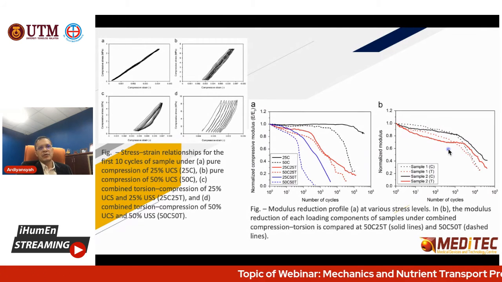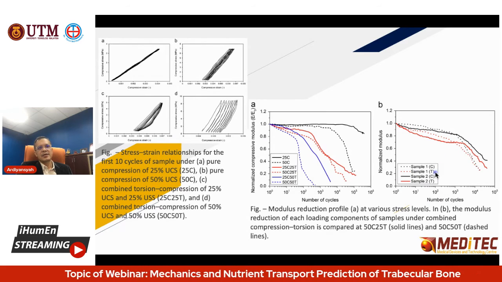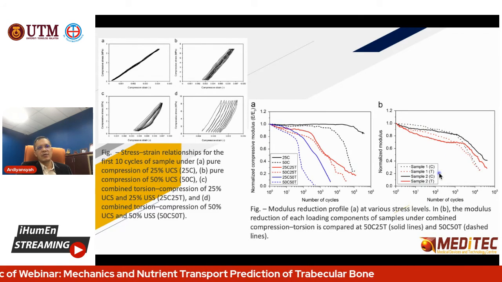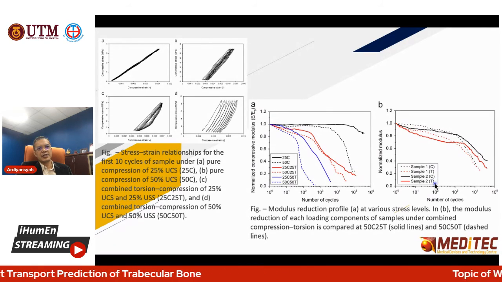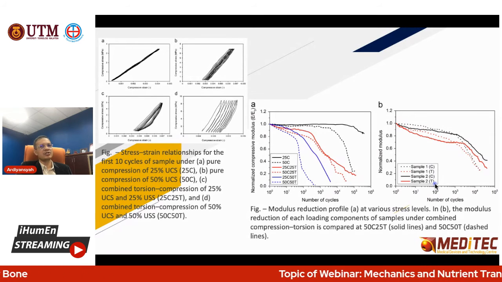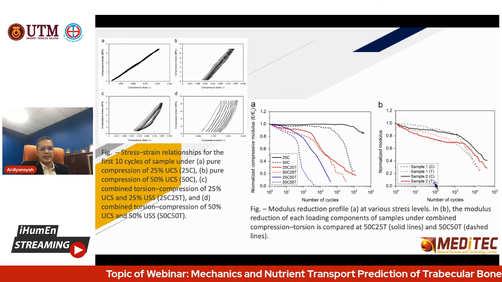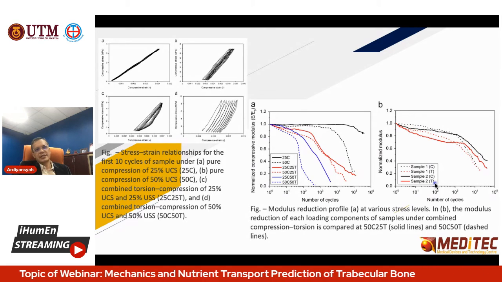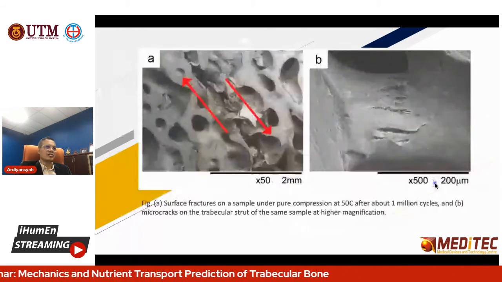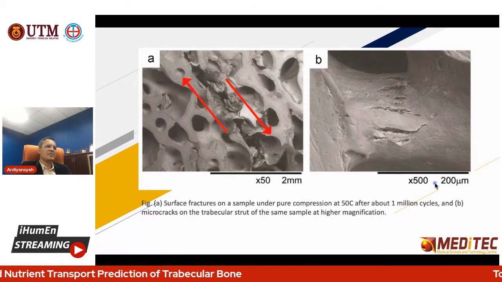You can check also here. Here is sample 1 compression, sample 1 torsion only, and another sample 2 compression, and sample 2 torsion only. Then the properties will be different. Then how can you check the effect of the torsion? Okay, here is the type of the fracture.